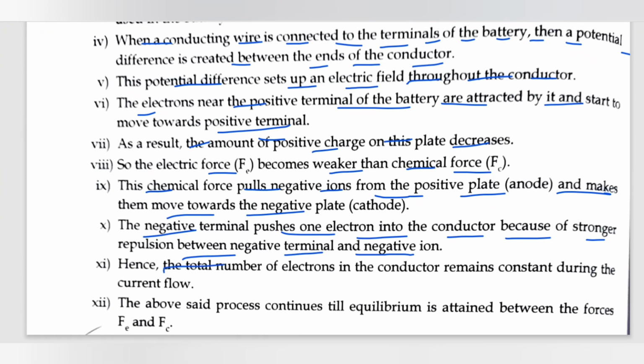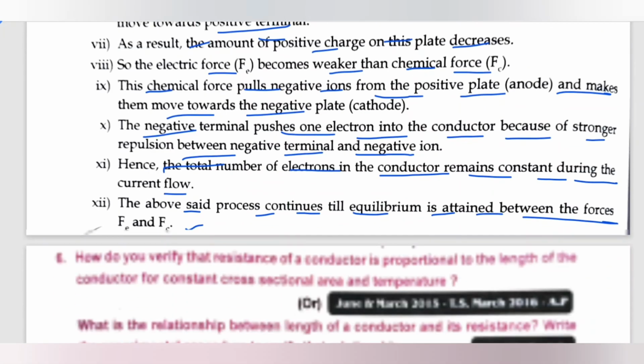Hence, the total number of electrons in the conductor remains constant during the current flow. So the above said process continues till equilibrium is attained between the forces Fe and Fc, that is, the electric force and the chemical force.